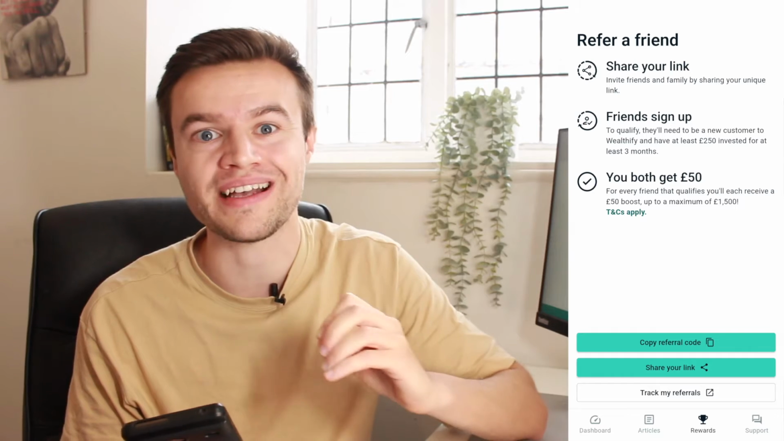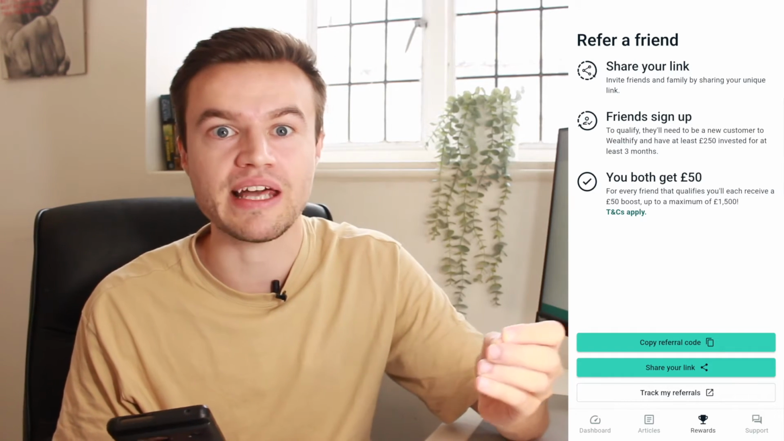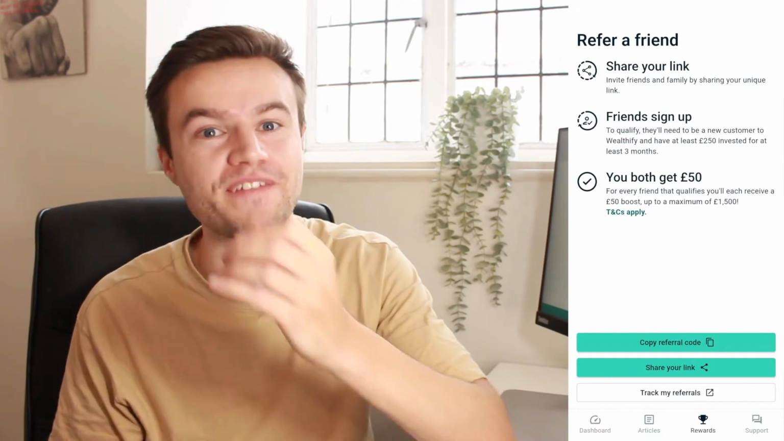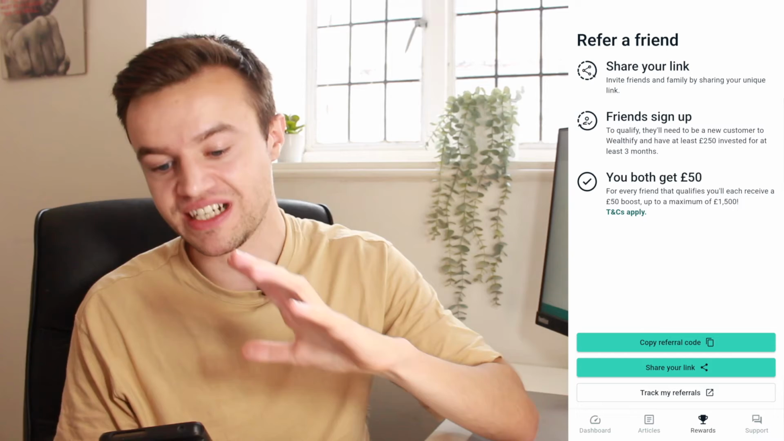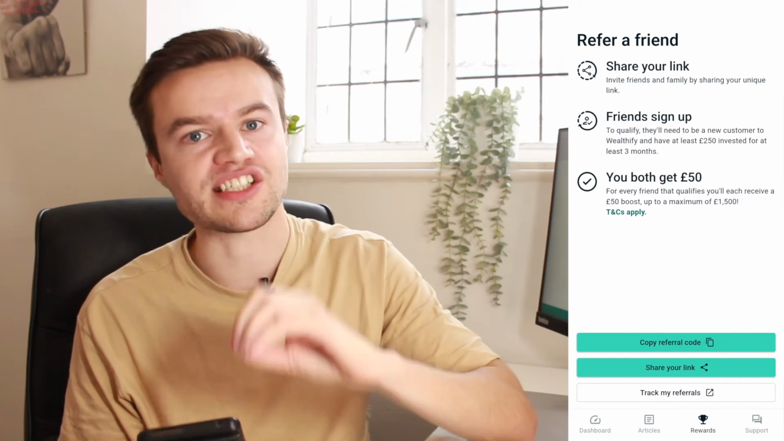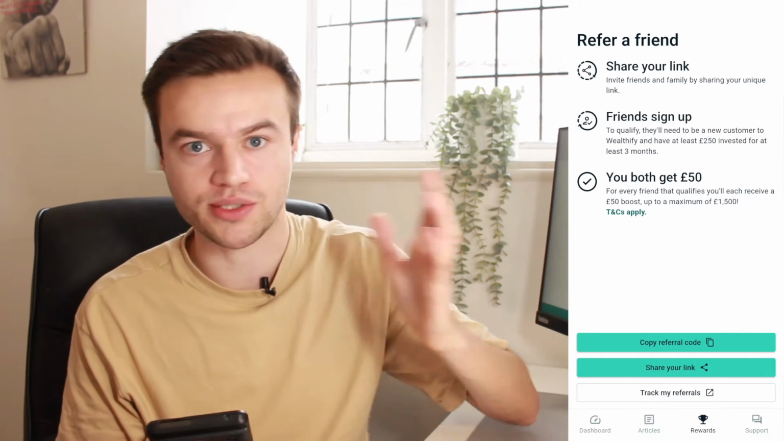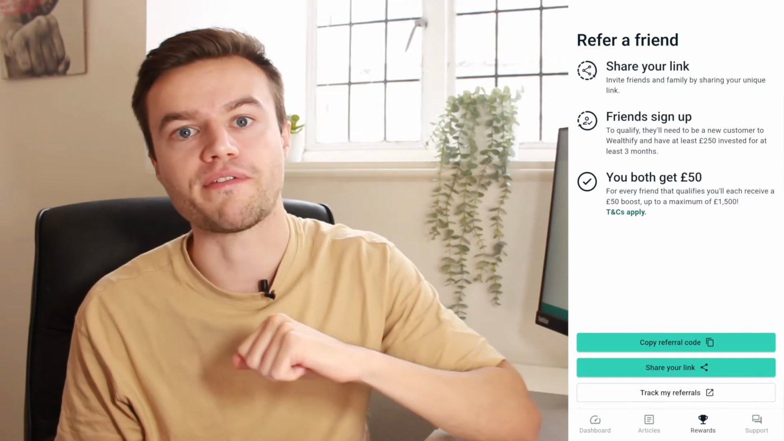The next tab is rewards, and Wealthify actually have a really good sign-up offer at the time of recording, where if you invest £250 and keep it there for at least 3 months, you get a £50 bonus. So this is a really good reward. And it's something I actually used when I signed up. So I invested £250 and I've now got the £50 bonus.